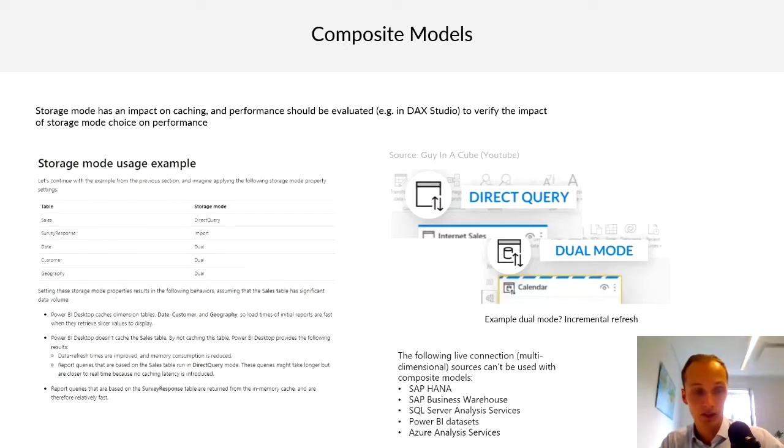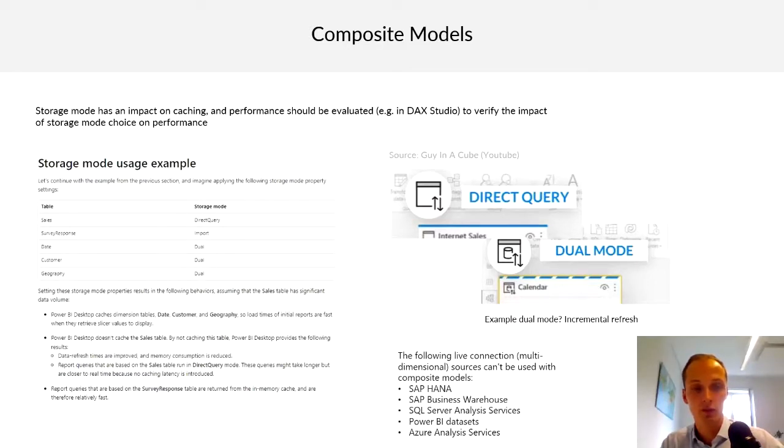Power BI doesn't cache the sales table. By not caching this table, Power BI Desktop provides the following results. Data refresh times are improved and memory consumption is reduced. Report queries that are based on the sales table run in direct query mode. These queries might take longer, but they are closer to real time because no caching latency is introduced. And report queries that are based on the survey response table are returned from the in-memory cache and are therefore relatively fast. So you see how it combines the two.